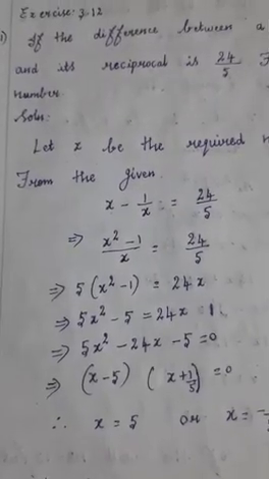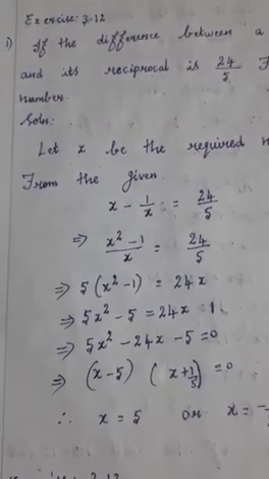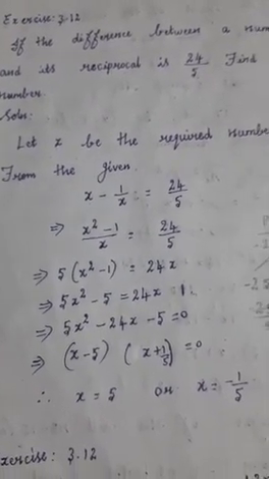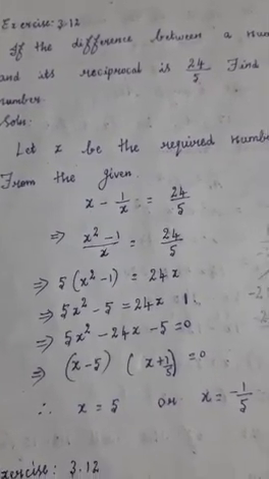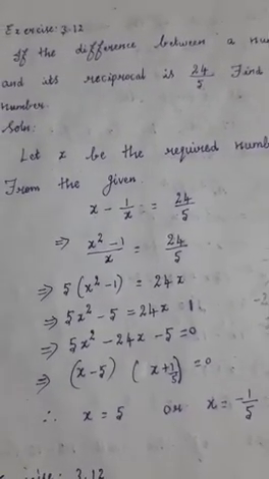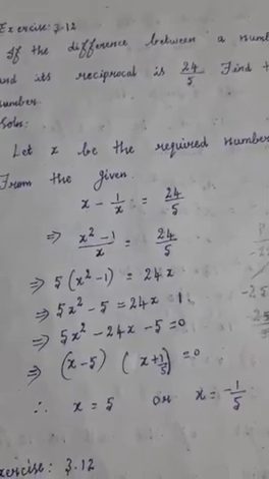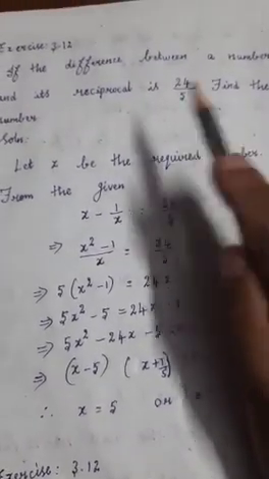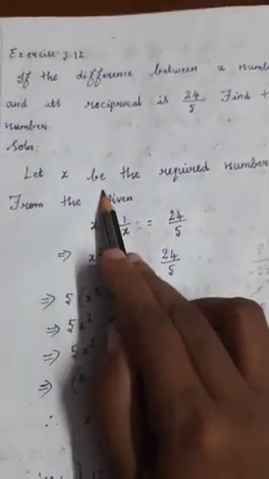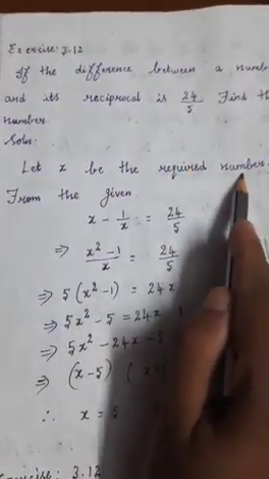Now let us see exercise 3.12, first question. Now see the question. If the difference between a number and its reciprocal is 24 by 5, find the number. So now see the solution. So here we need to find one number. That required number you can consider as x. Let x be the required number.